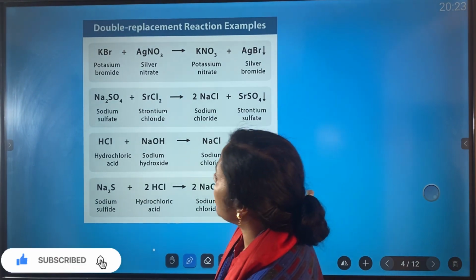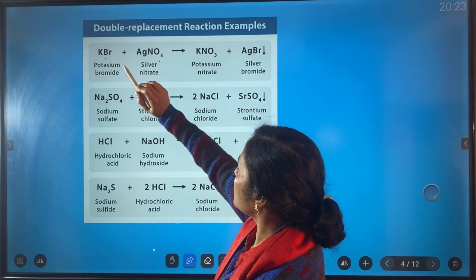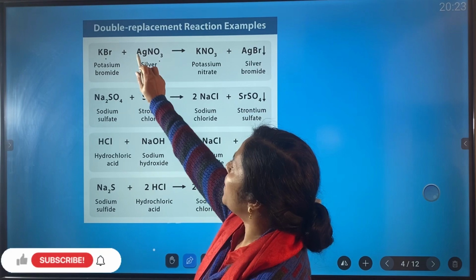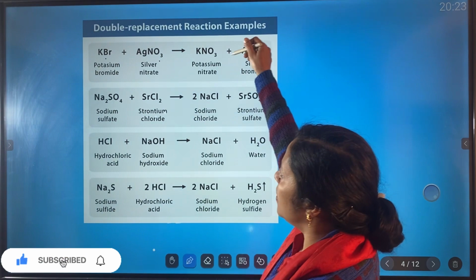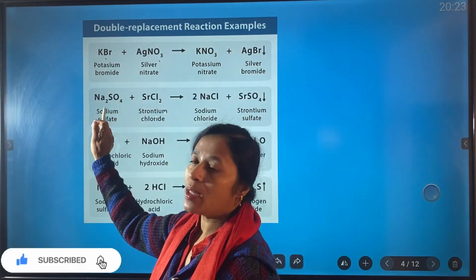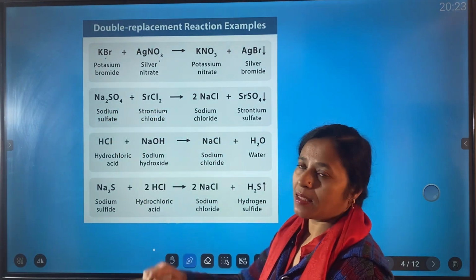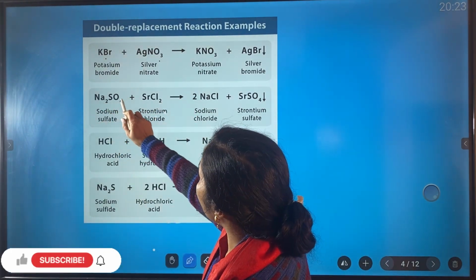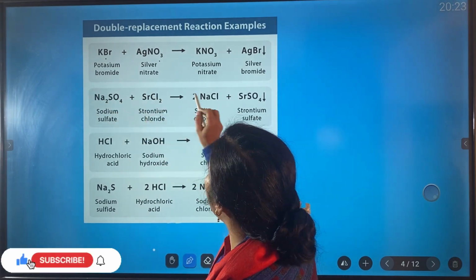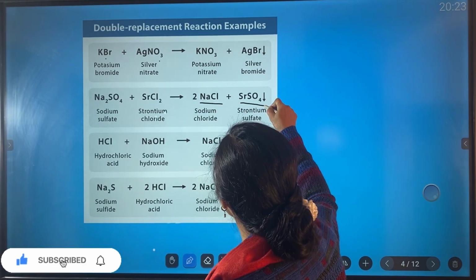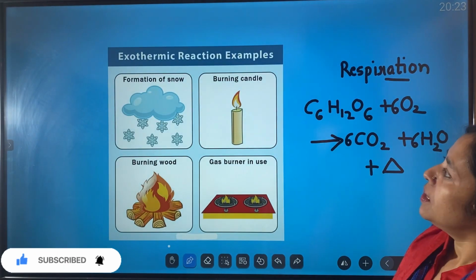Here you can see some examples of double displacement. When KBr reacts with silver nitrate, it forms potassium nitrate plus silver bromide. So here you can see that there is an exchange of ions. Similarly, in the next reaction, sodium sulfate combines with strontium chloride. Here also an exchange of ions takes place, and sodium chloride will form and strontium sulfate will be formed. So these are some examples of double displacement reactions.